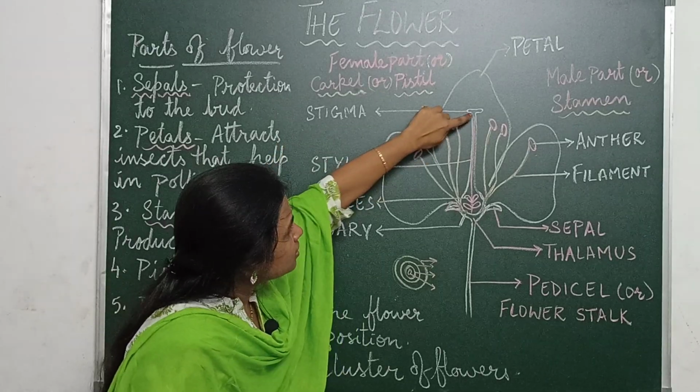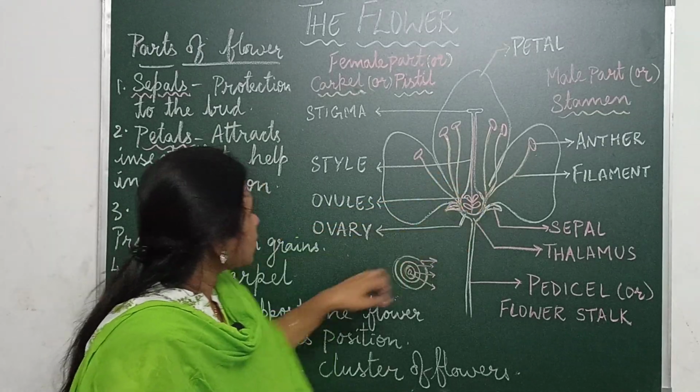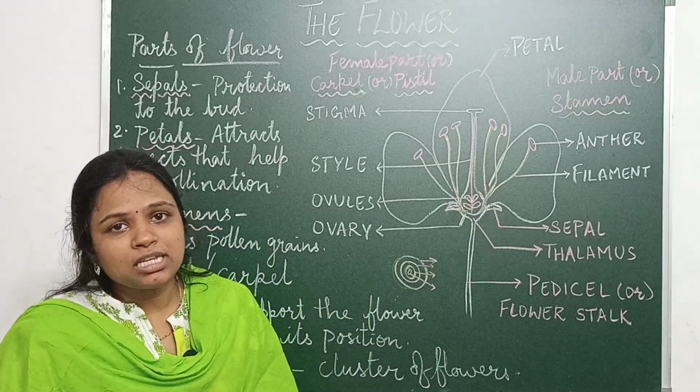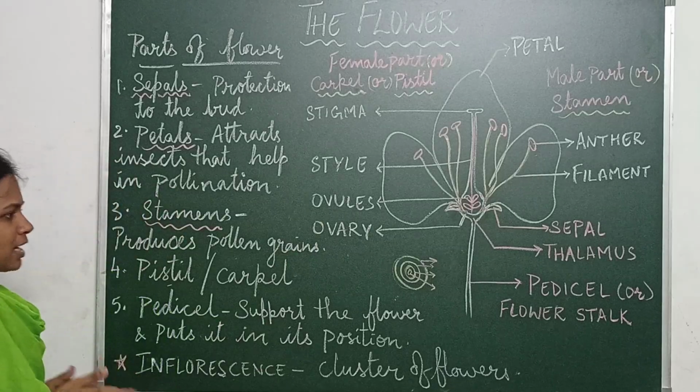This is the stigma, the long tube-like structure is the style, and the bulb-like structure is called the ovary, and inside the ovary are present these ovules. Understood? So this is about the female part.